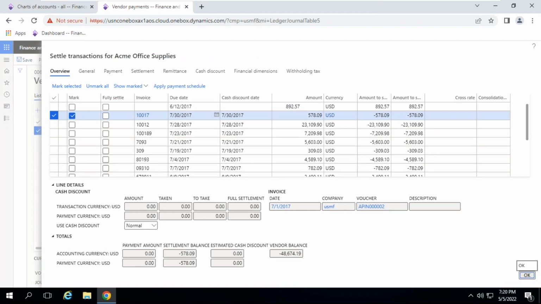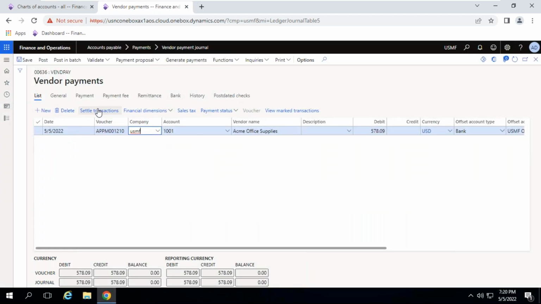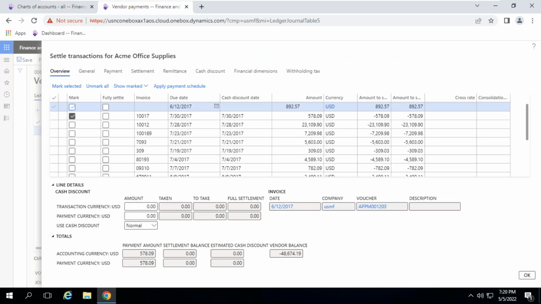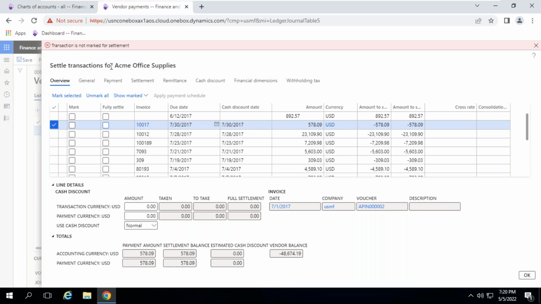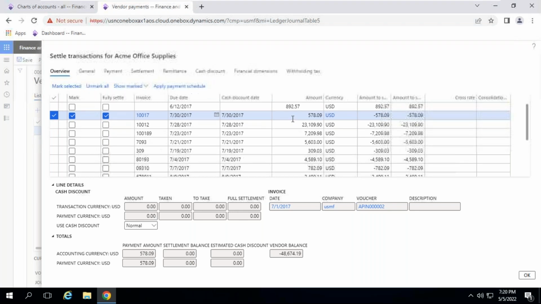Instead of selecting the first checkbox, can you select the second checkbox? That was actually developed for some other company, and I think earlier it was not there. This is the error I'm getting. You can select this one. For full settlement, first you need to select this one, next you need to select this one, then you can proceed.